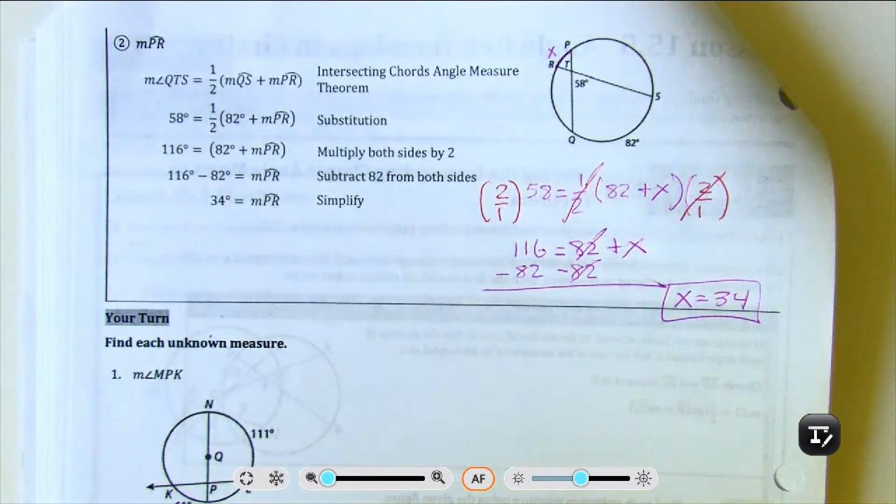And we called X arc PR. So that answers our question. The measurement of arc PR is 34.